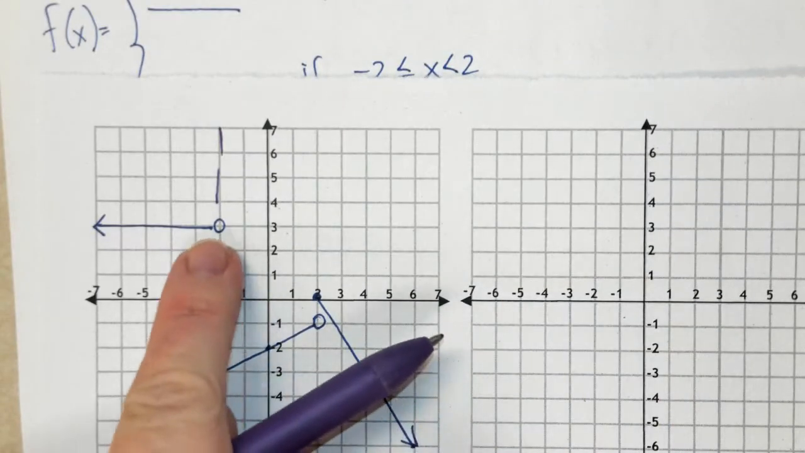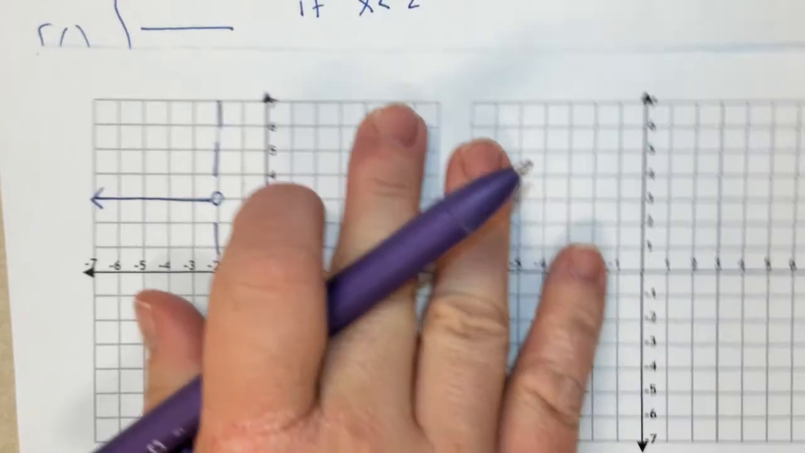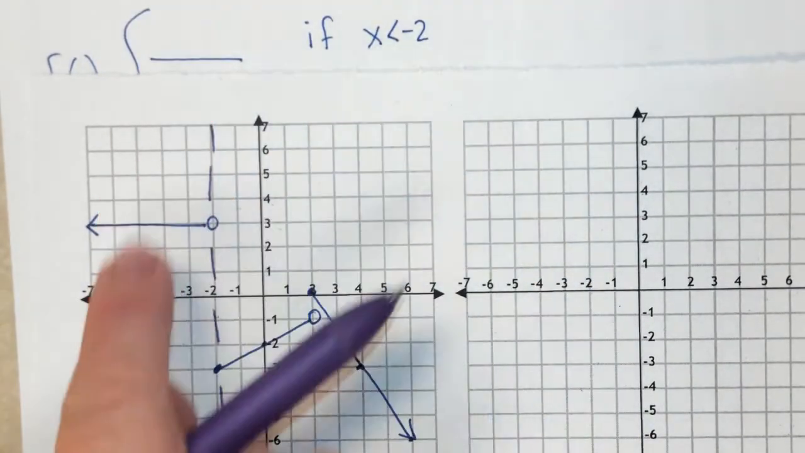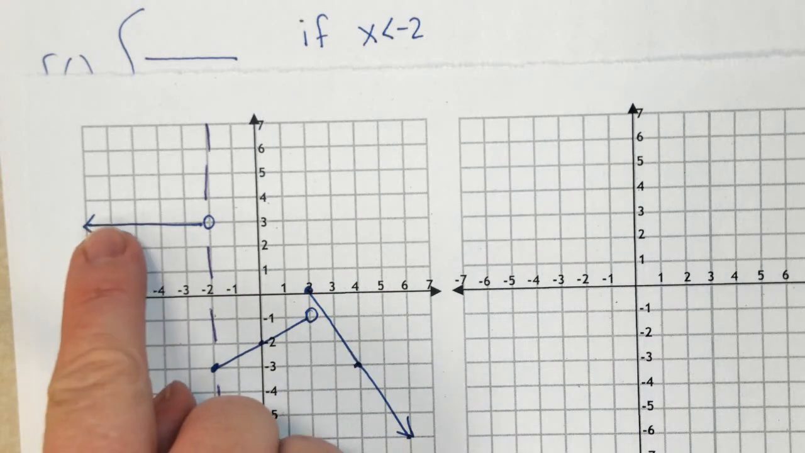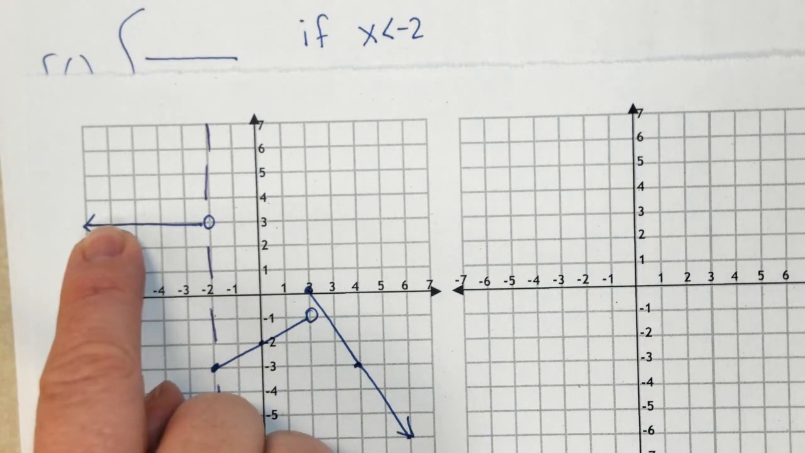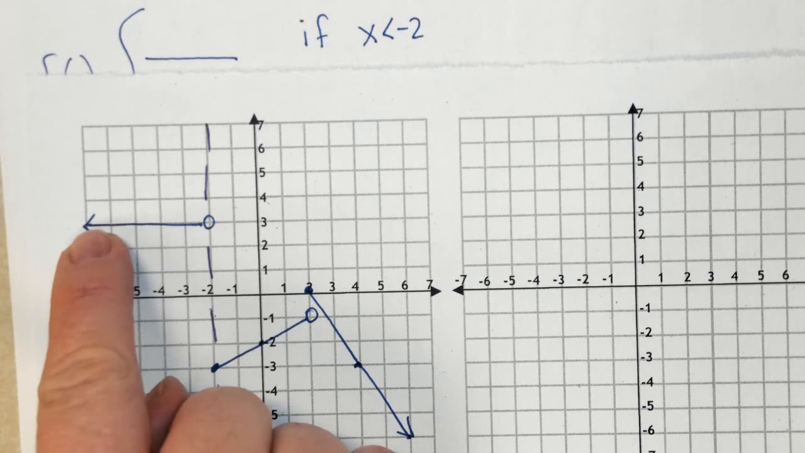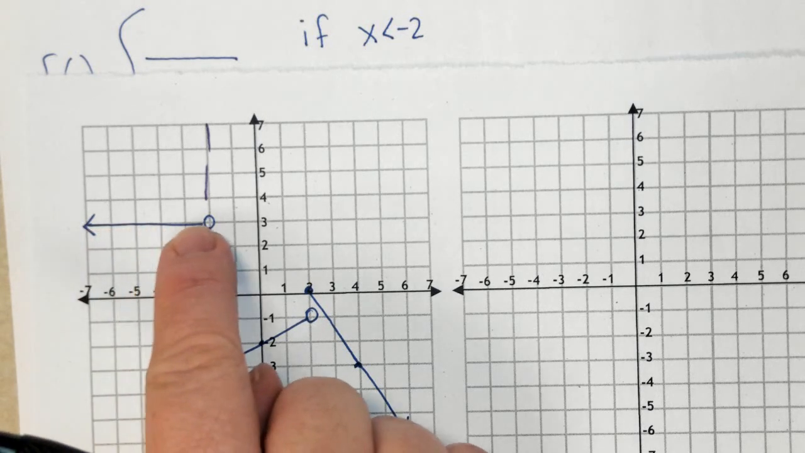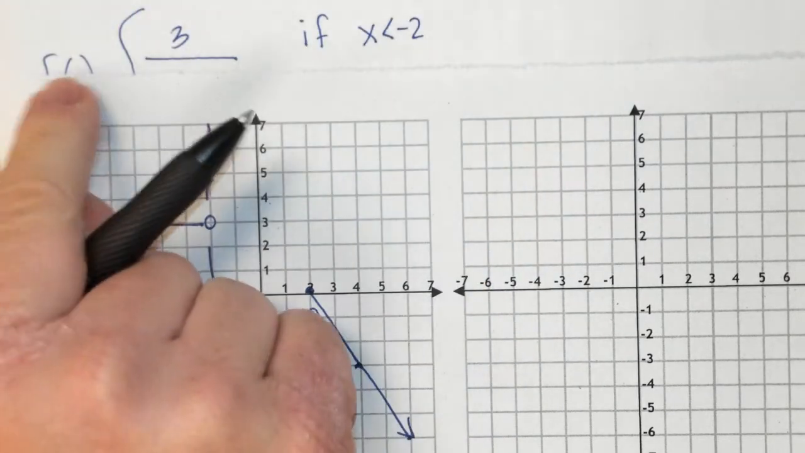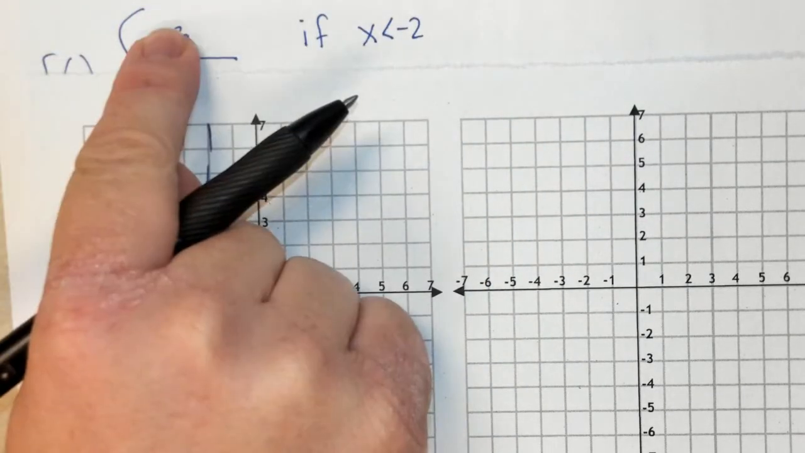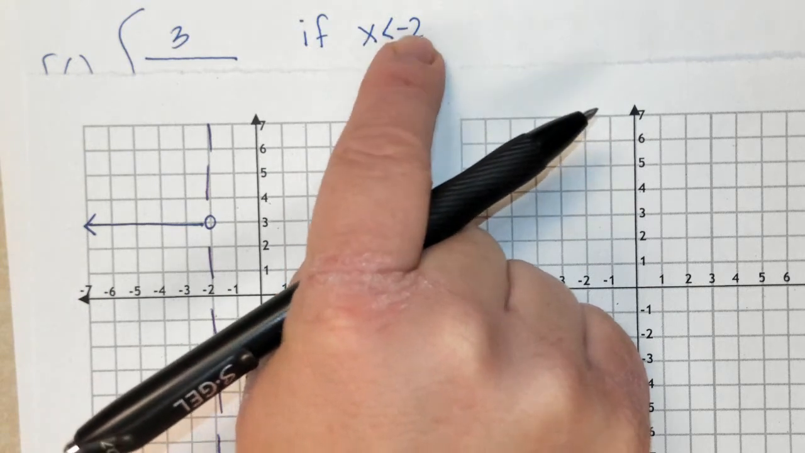Okay, so to the left of -2, that's this portion right here. So I want to come up with an equation of this line. This is a horizontal line. Horizontal lines will just be y equals a numerical value, and the numerical value can be determined by identifying where it would cross the y-axis. So f of x, same as y, equals 3 when x's are less than -2.